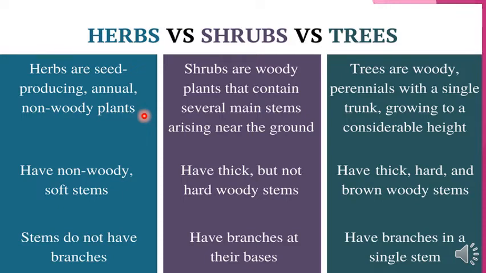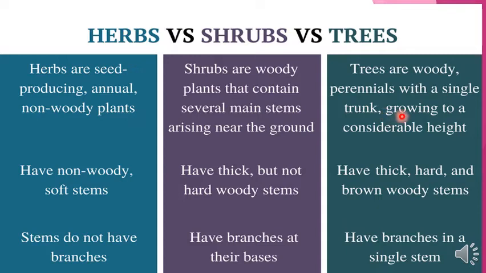Shrubs are woody plants that contain several main stems arising near the ground. It has a stem and it bears the branches near the stem. Whereas trees are woody, perennial, and a single trunk grows to a considerable height. It has only a single trunk and later it bears the different branches. That type of plant is called a tree.